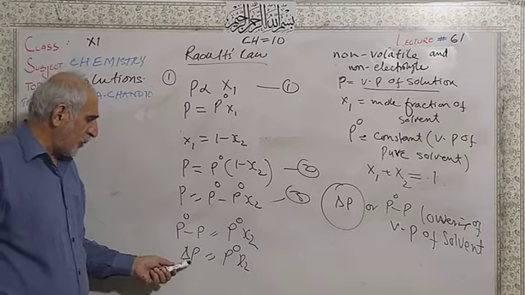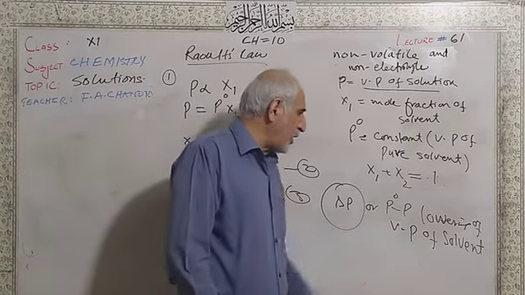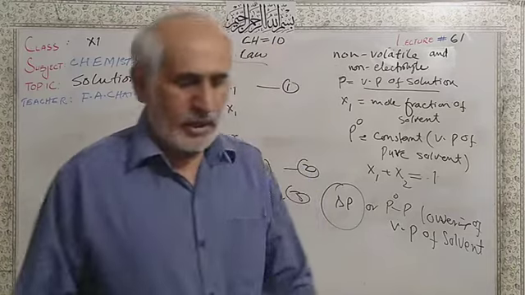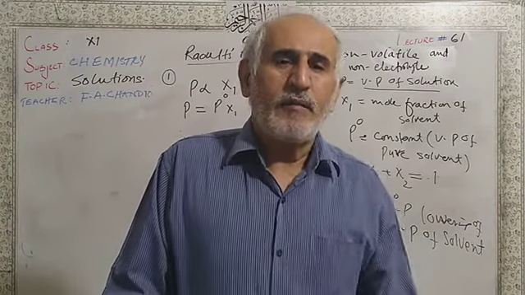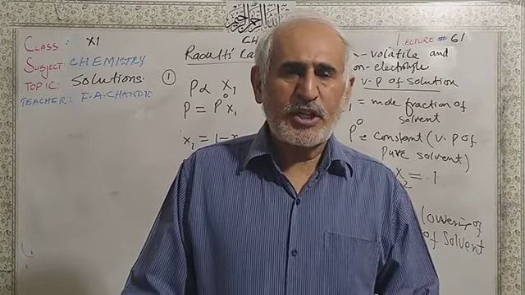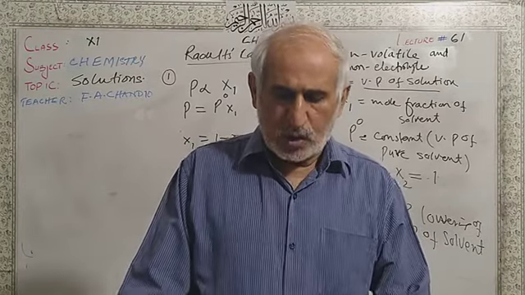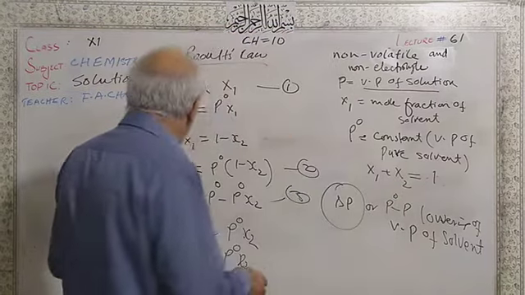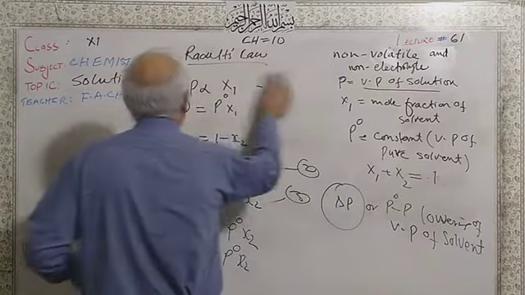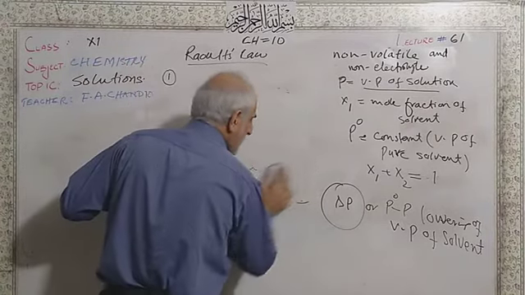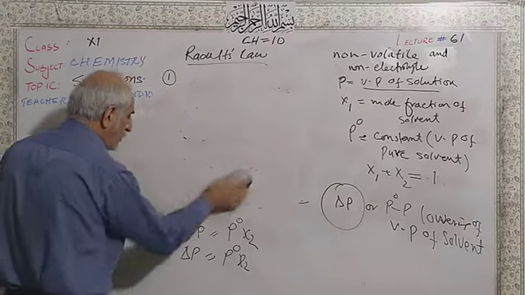This is called delta P. So this delta P, or P naught minus P, is equal to the lowering of the vapor pressure of the solvent when you put the solute. Its vapor pressure will be lowered. So this is the first definition, and there is a second definition also. You can define Raoult's law also in this form.